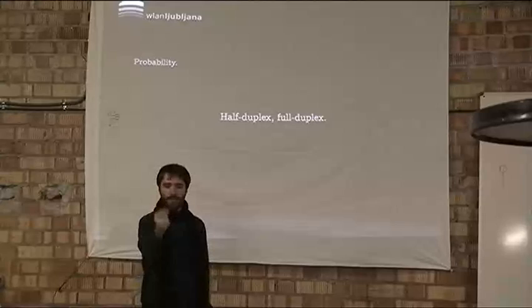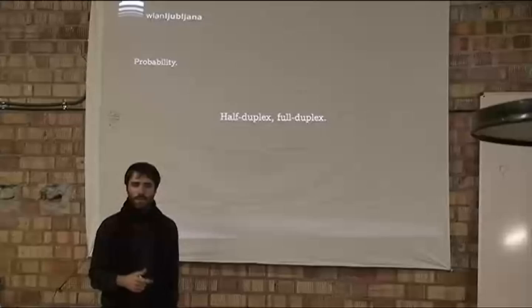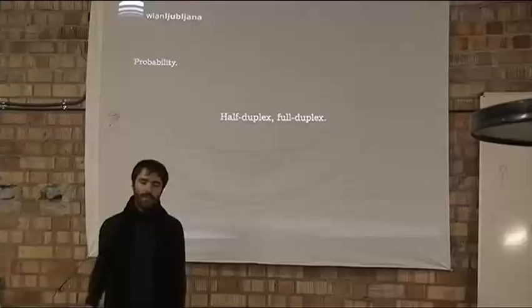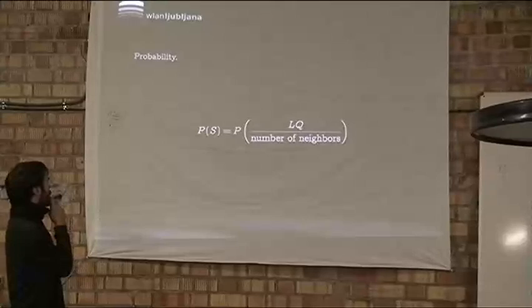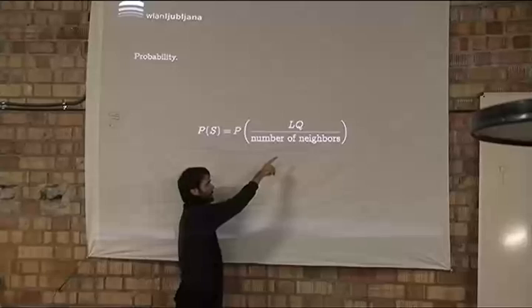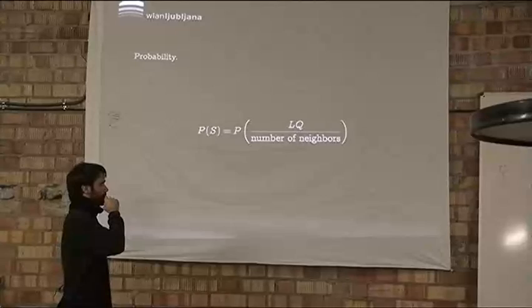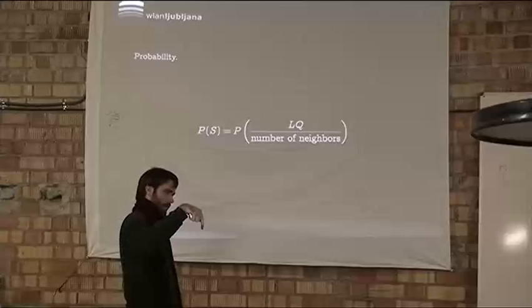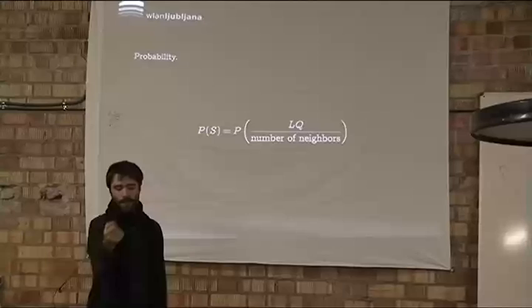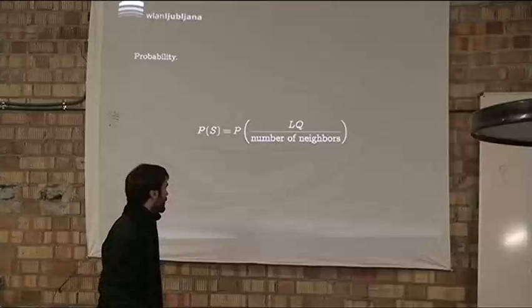Okay. So if it's half duplex and I'm sending to him, he has problems because he cannot send anything at the time. If it is full duplex, he can send something. So what I thought about is that I could extend the inequality and divide it by the number of neighbors. So if I have only one neighbor, then when I'm transmitting I am getting his transmission. So then I divide by one. If I have two neighbors, I get two transmissions and so on.